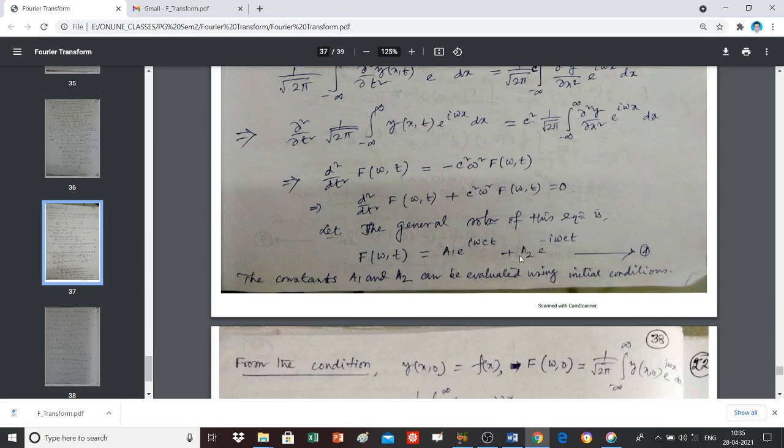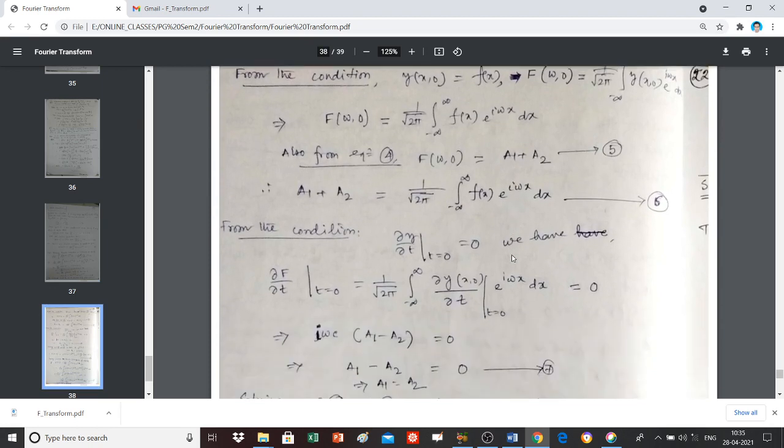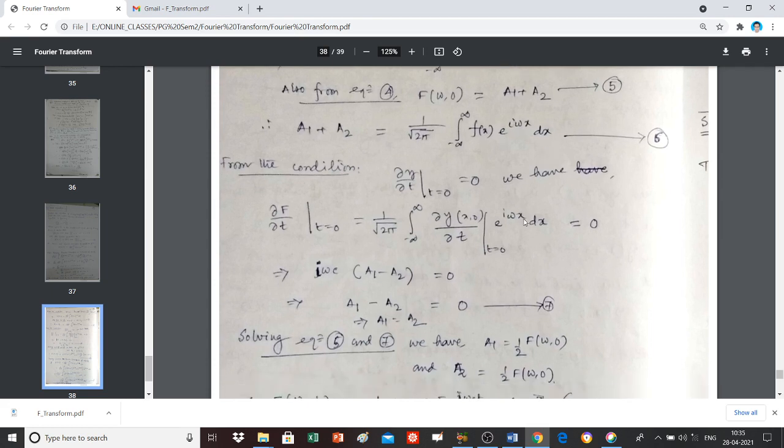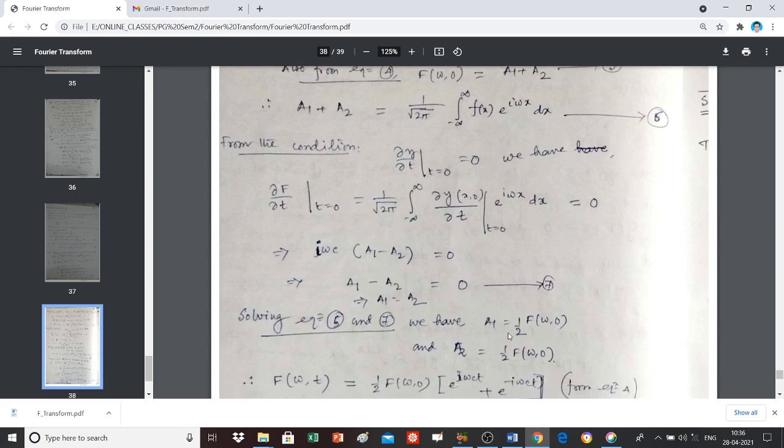Then the term on the right hand side is I omega c (a1 minus a2) equal to 0, or a1 minus a2 is equal to 0, so a1 is equal to a2. Also we obtained here a1 plus a2 is equal to 1 by root 2π integral from minus infinity to plus infinity of f(x) e to the I omega x dx. So solving equation 5 and equation 7, f(omega, 0) is equal to a1 plus a2, and a1 is equal to a2, so you can easily calculate that a1 is equal to half f(omega, 0) as well as a2 is equal to half f(omega, 0).